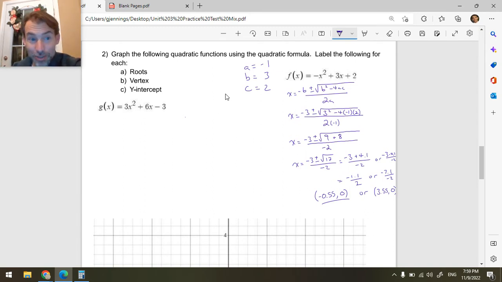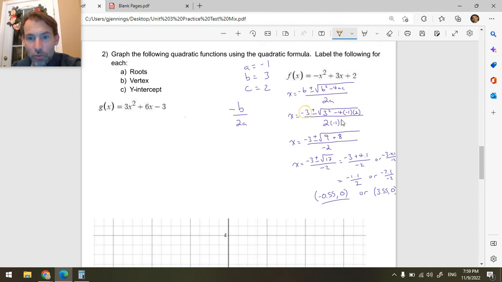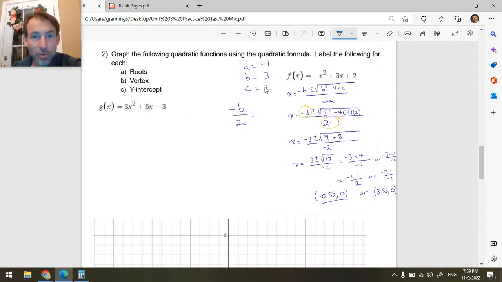To find the vertex is a 2-stage problem. My first stage is to use -b over 2a, and you'll see I already have that number. I'll show you here with yellow. -b over 2a, so -3 over -2. So that's the result. And I can just do my substitutions again as well. This is -3 over 2 times -1, which is equal to 3 over 2, because the negatives cancel.